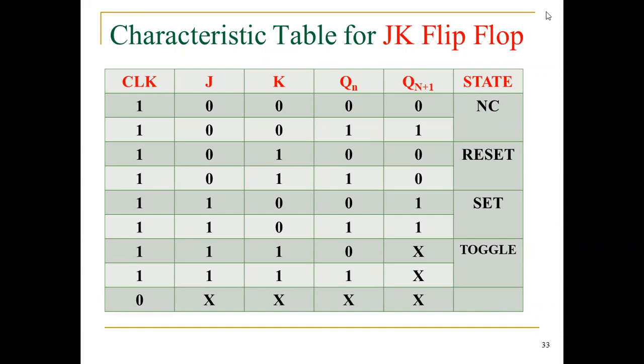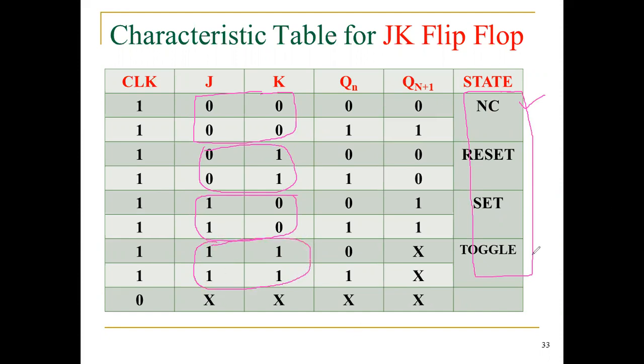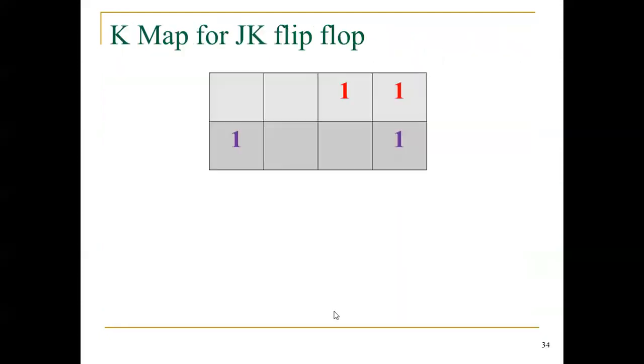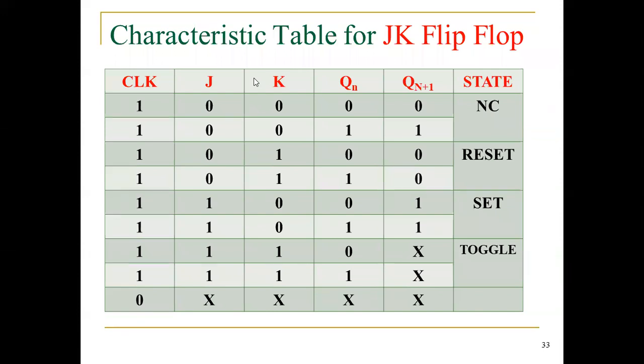So based upon this operation in JK flip-flop, these are the 4 different states we obtained for the 4 different combinations of inputs. Whenever my inputs are 0, 0, no change. 0, 1 means it resets the value to 0. 1, 0 means it sets the value to 1. 1, 1 means it toggles the output. That is the operation table or characteristics table.